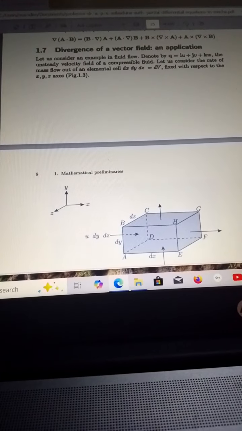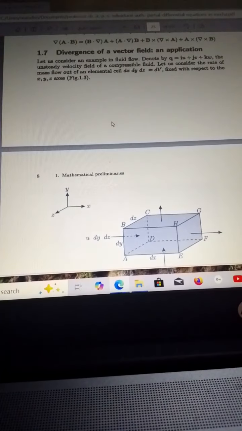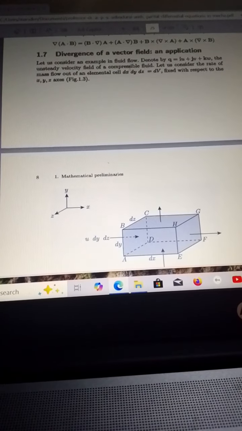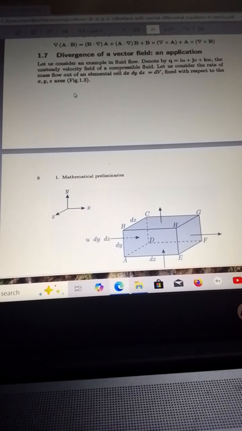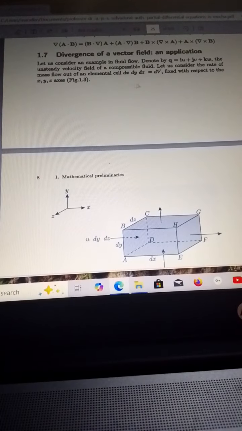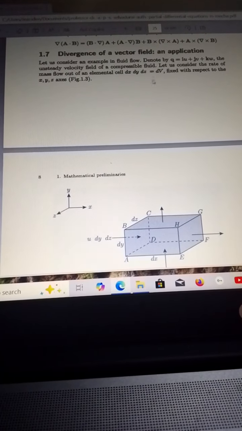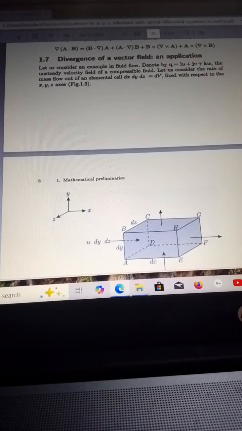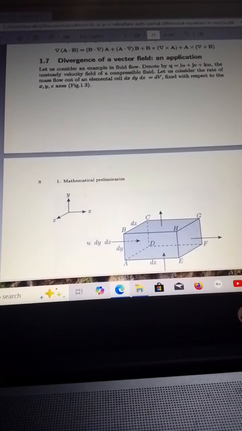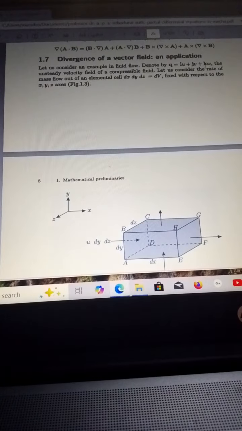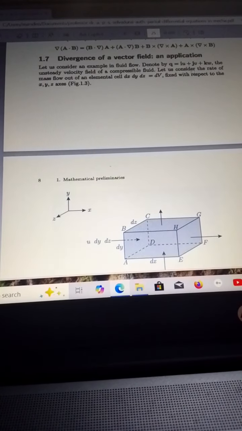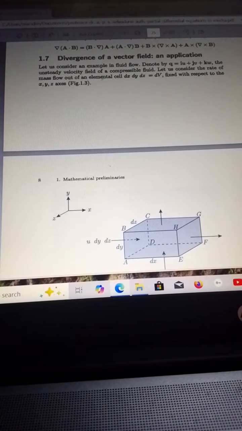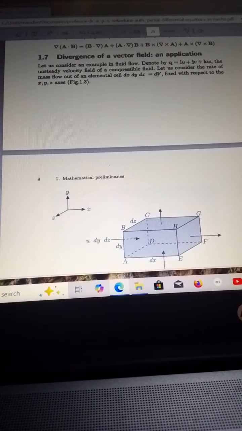Okay, good evening. I wish to just take this moment and define the application of divergence, specifically in fluid flows. That means we're talking about the flow of fluid through a surface area. Let's take, for example, the equation given by q equals iu plus jv plus kw, the unsteady velocity field of a compressible fluid.